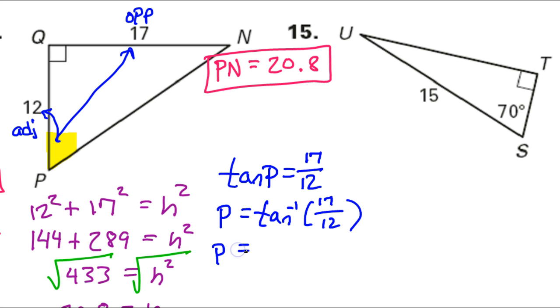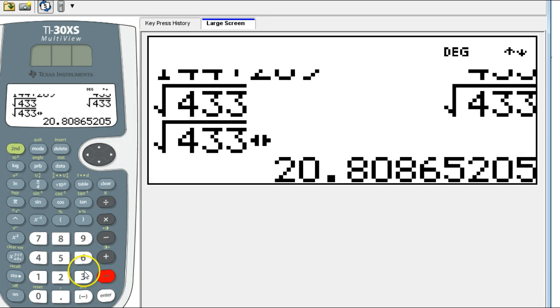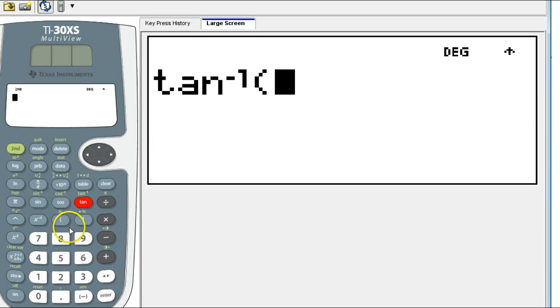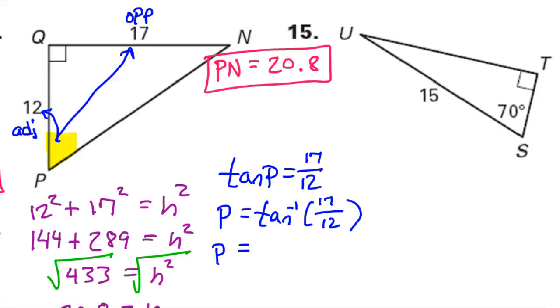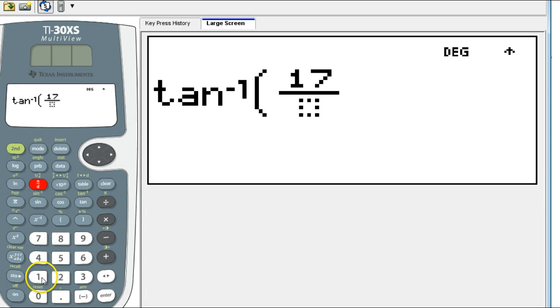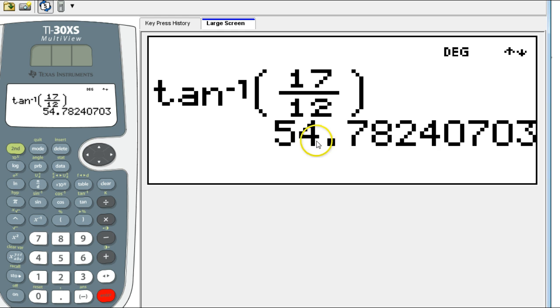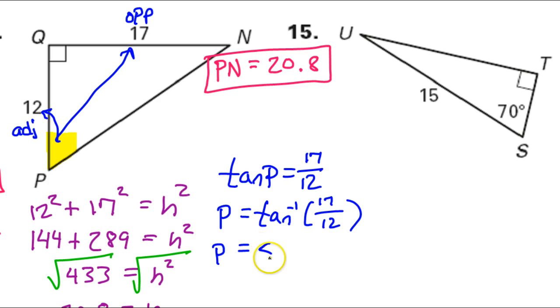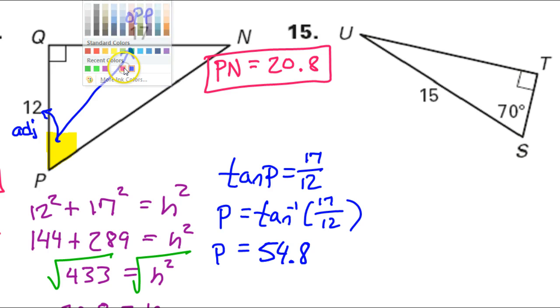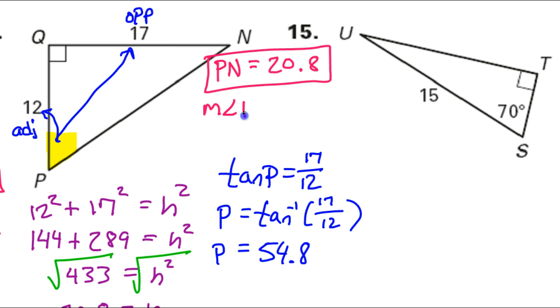So that means the measure of angle P, I can just put this in my calculator. Inverse tangent, what was it, 17 over 12. Okay, that is 54.8. So that's the second thing we've found. So we just found that the measure of angle P is 54.8.